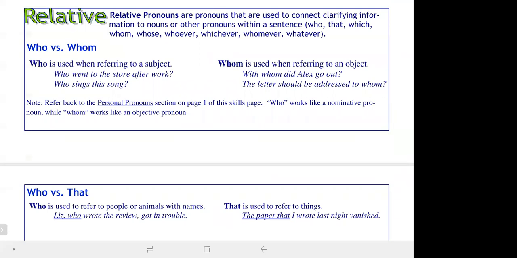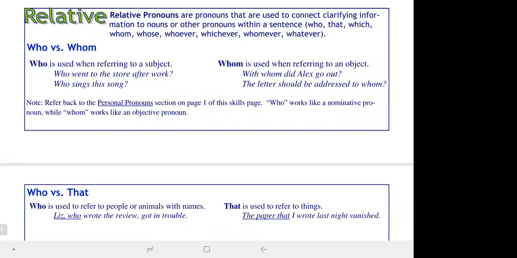Relative pronouns are used to introduce a relative clause. For example, who, that, which, whom, whose, whoever, whichever, whomever, whatever. These are the types of relative pronouns. We use them to introduce a relative clause.